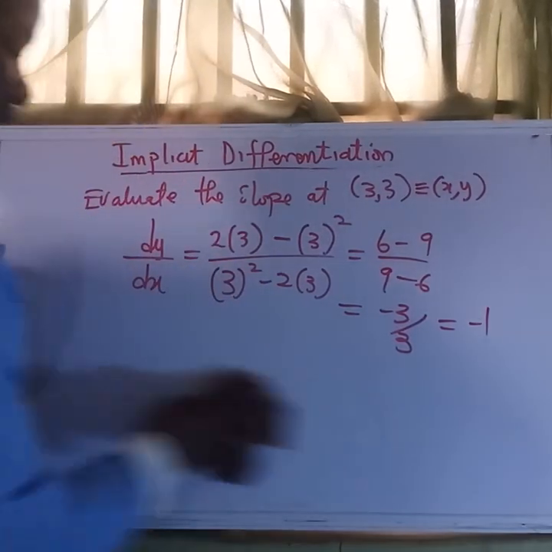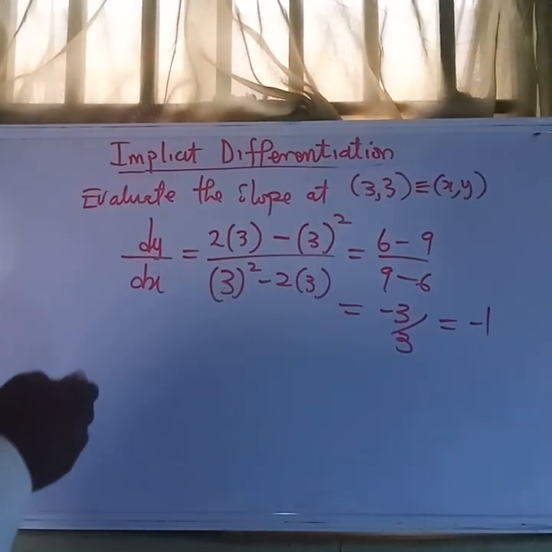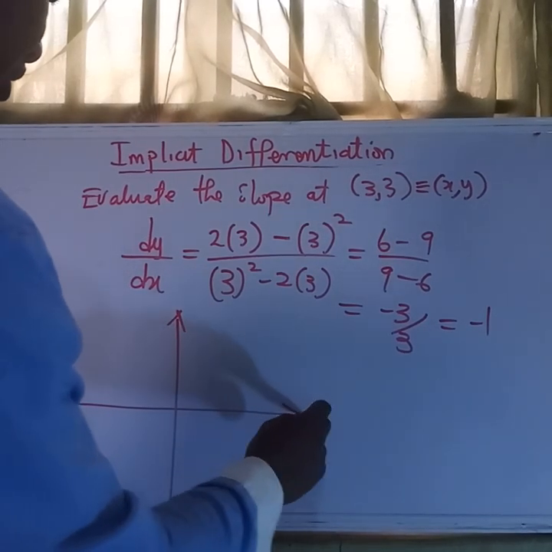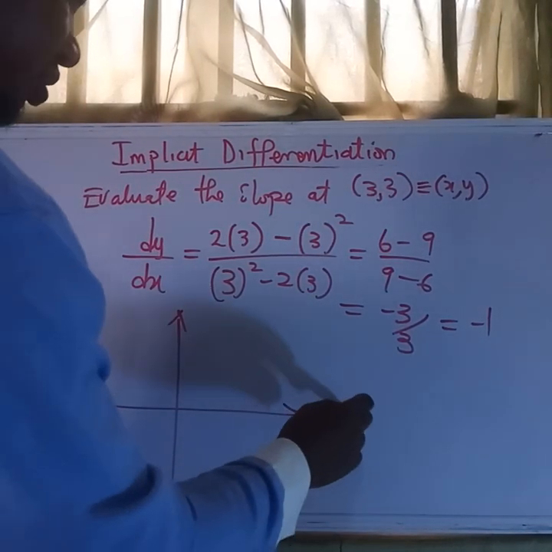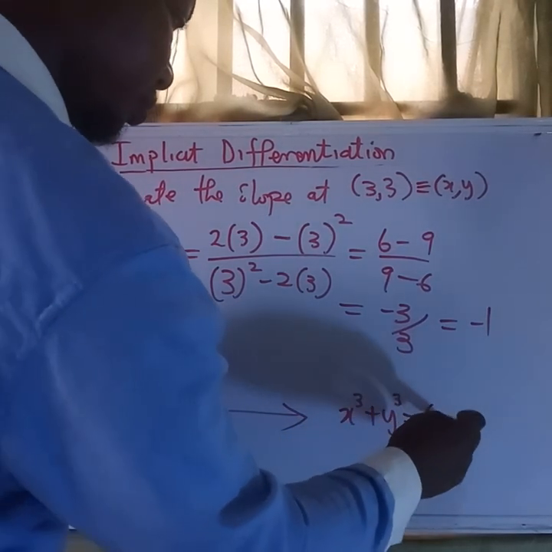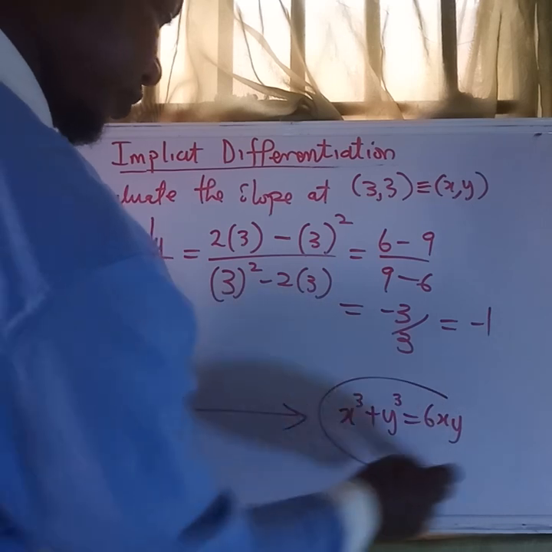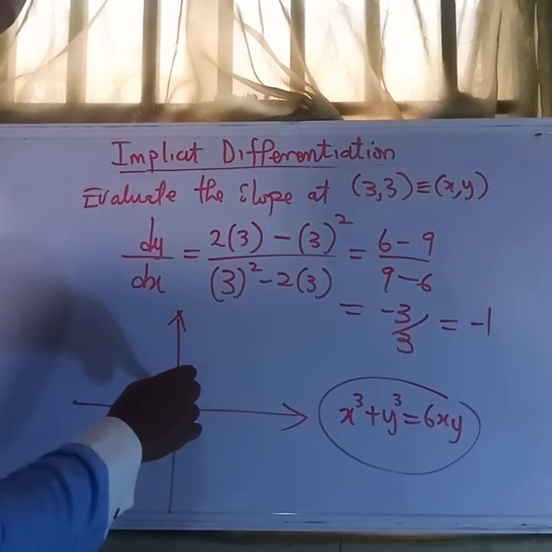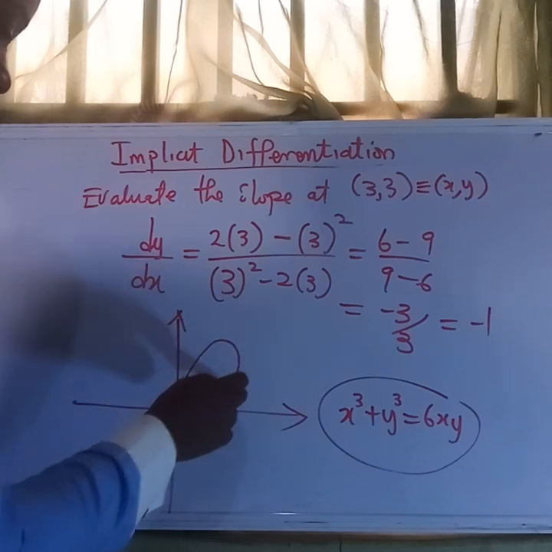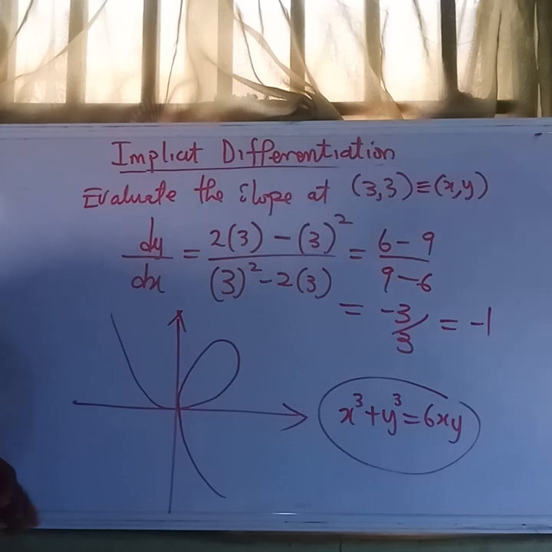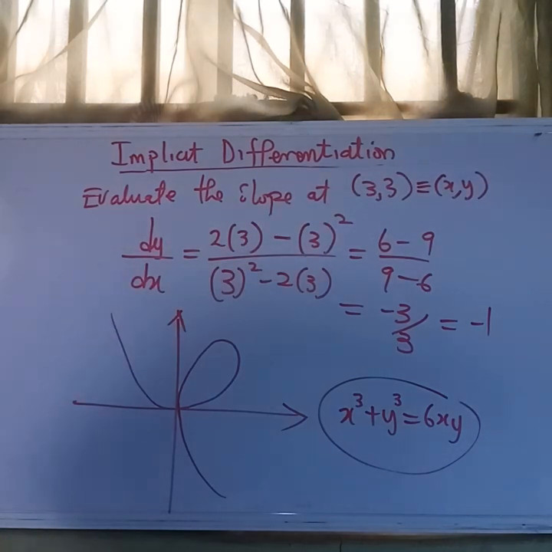Let us see how this looks on the graph. Let us have a sketch of the function we discussed earlier, that implicit function. Let us see the graph. The graph is this. It's a sketch in any way. For us to have a good drawing, we need good software as well. This is how the graph looks.